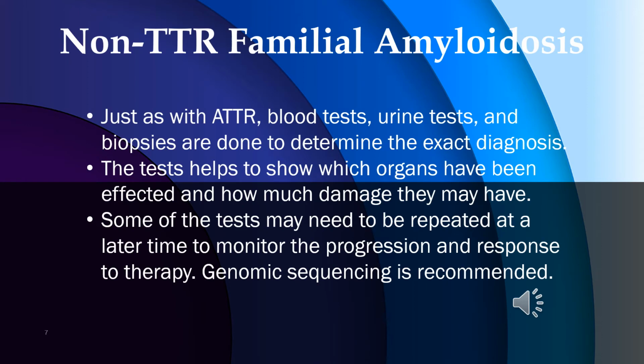Now, the same tests that they did with the Congo red staining and all of that, they do the same type of staining and everything with the non-TTR. That's how they find out exactly how much damage has been done and what the outlook is as far as treatment. Now, while they go through treatment for this, some of the tests are going to have to be repeated. This is how they monitor to see how far it's progressed and how well a person is responding to therapy.